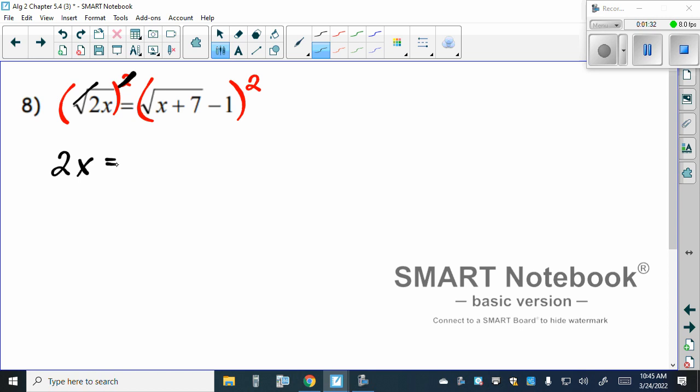Now, the other side, we can't just cancel them out because we have two things being multiplied there. So really what we're saying is that I have the square root of x plus 7 minus 1 times the square root of x plus 7 minus 1. We're just going to have to use our distributive property and multiply this through.